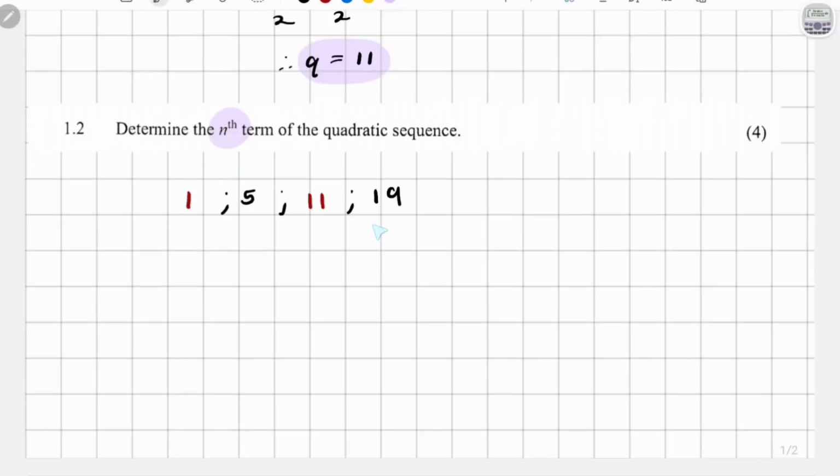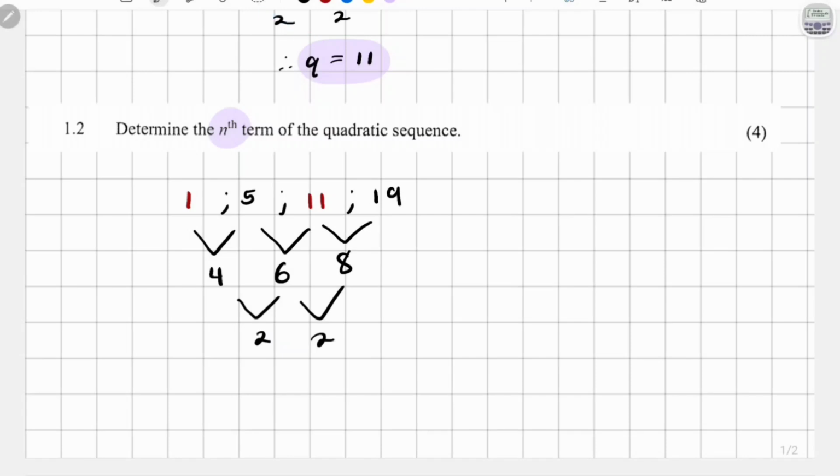Okay, we can just say 19 minus 11 to get the first differences first. 19 minus 11, that is 8. And then 11 minus 5, that's going to give us 6. And then 5 minus 1, which gives us 4. So that's our first difference. Then we get the second constant difference, which we know is 2 already. So you could have also just said 8 minus 6, that's 2. And then that's also 2.